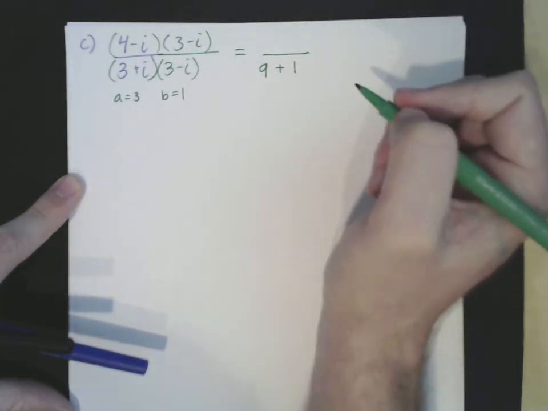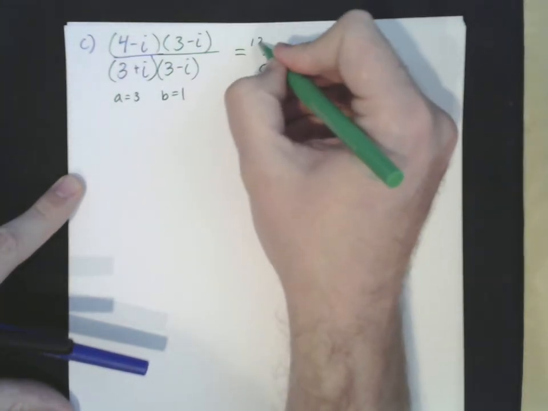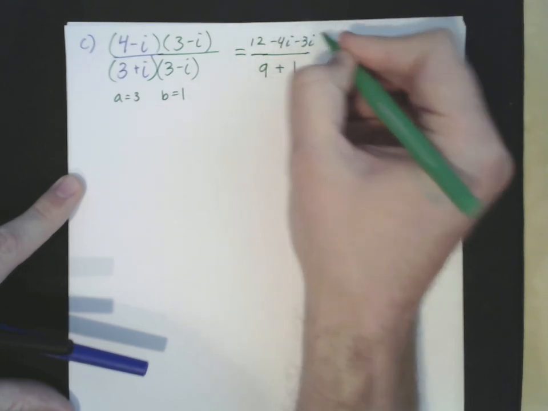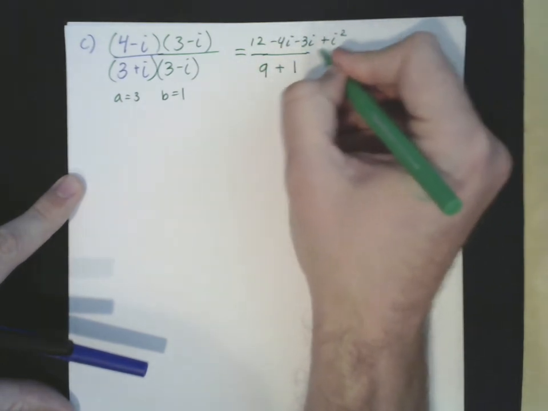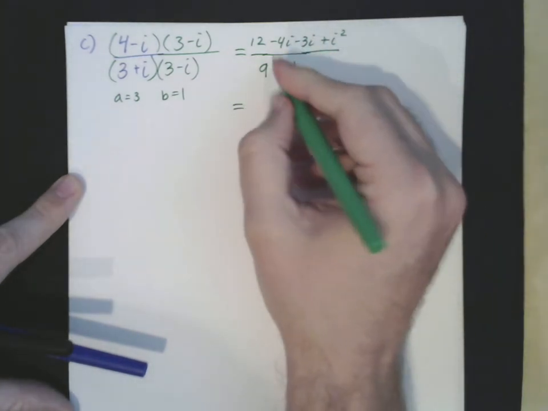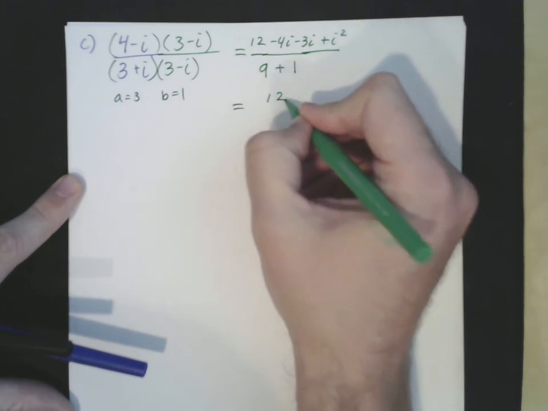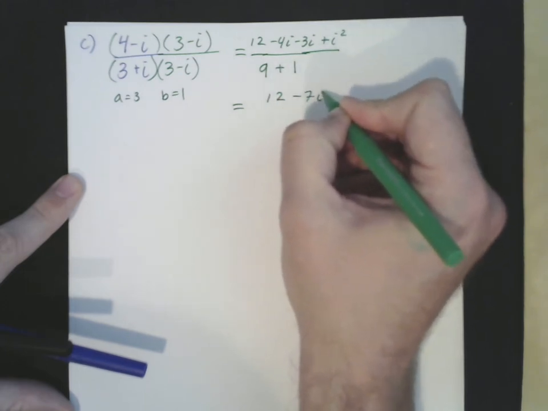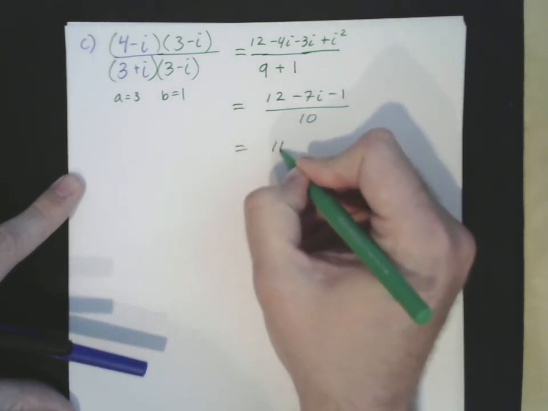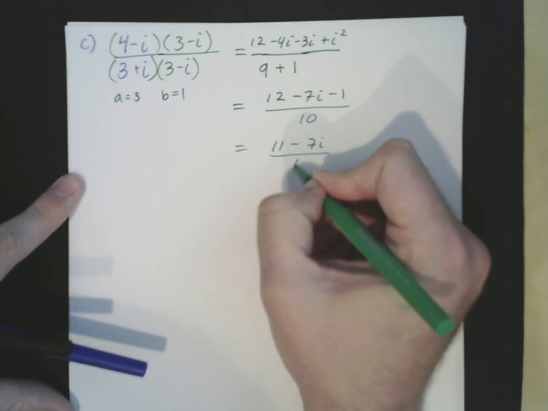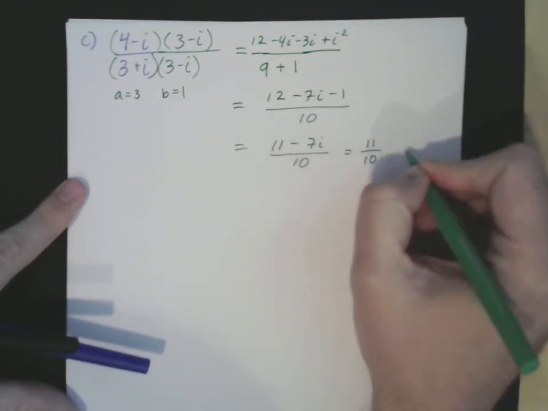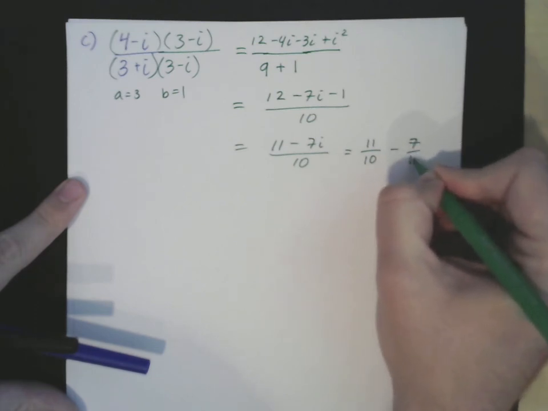And then up here, we need to actually FOIL. So we have 12 minus 4i minus 3i plus i squared. And then we simplify, and we have 12 minus 7i minus 1 over 10, or 11 minus 7i over 10. And then writing this in proper form, 11/10 minus 7/10 i.